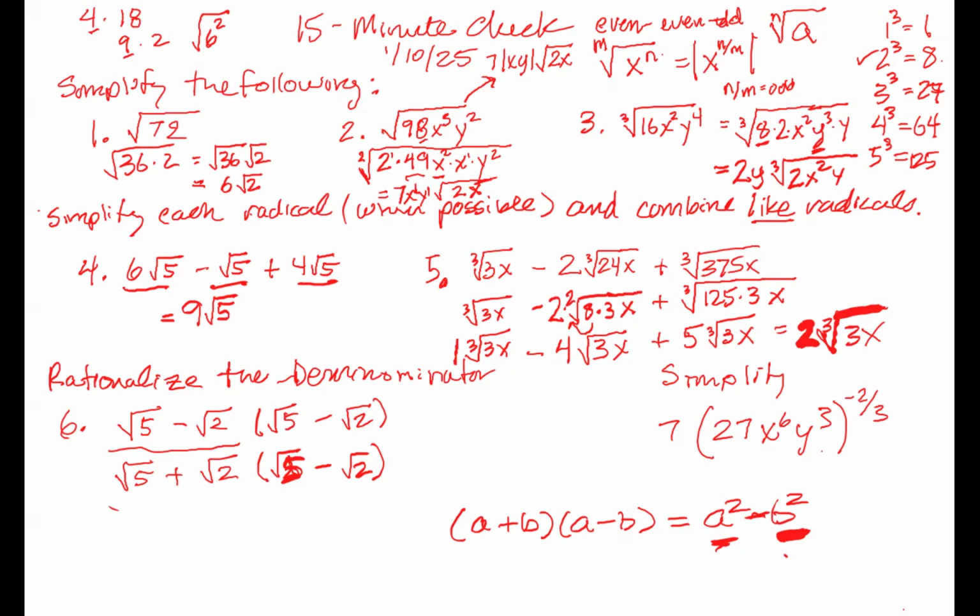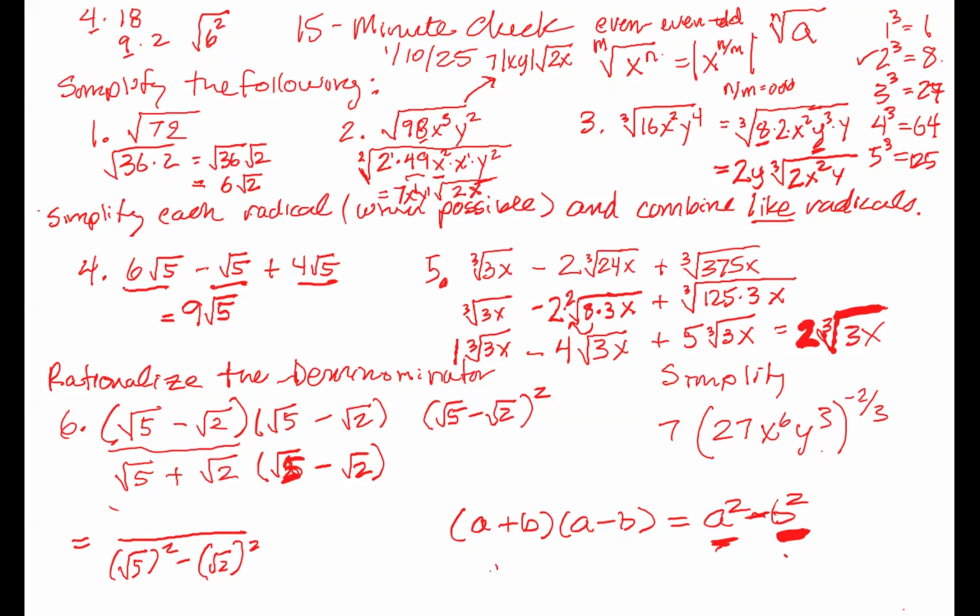So what I end up with in the denominator is root of 5 squared minus root of 2 squared. On the top, I've got to FOIL this out. They're the same. Basically, this is square root of 5 minus square root of 2 squared, but this power does not distribute to those. You have to actually FOIL it out.